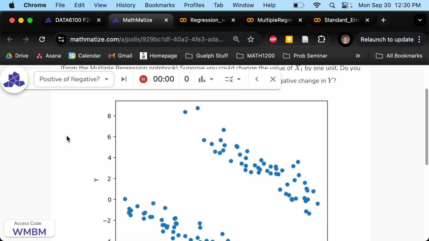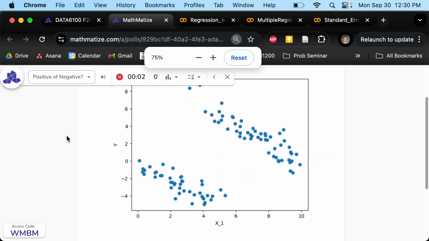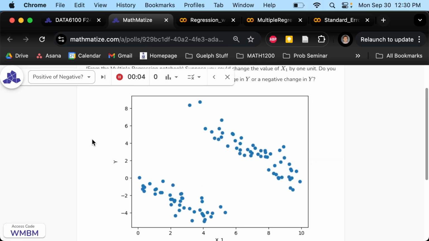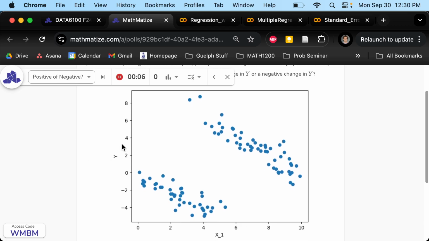Here is some data. Here's an x1 and a y, and there's 2 data. So let's imagine that y is people's grades, like how well they do, and x1 is how many hours a week they study, right? So based on this graph, does studying more help you or not?